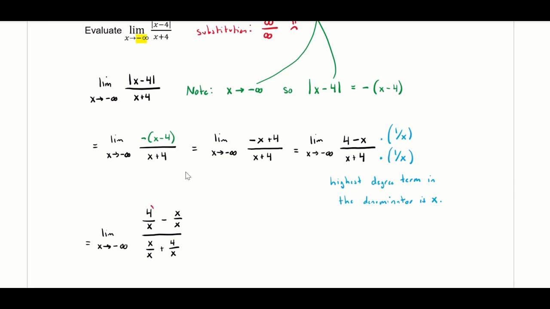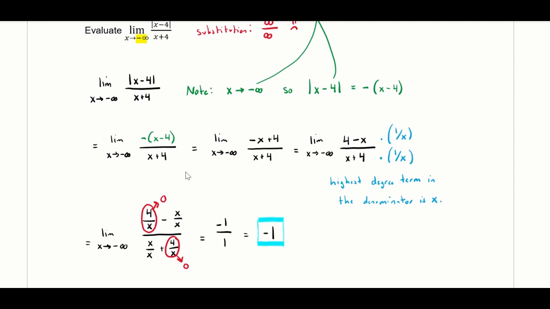X is going to negative infinity. I have 4 over that. Even though it's going to negative infinity, that denominator is still going to overwhelm the numerator, and this thing is going to go to 0. Same thing here, 4 over x, same expression, that's going to go to 0. And these x terms, x over x, those are just going to end up being 1. So I'm going to have negative 1 over 1, which gives me a limit here of negative 1.